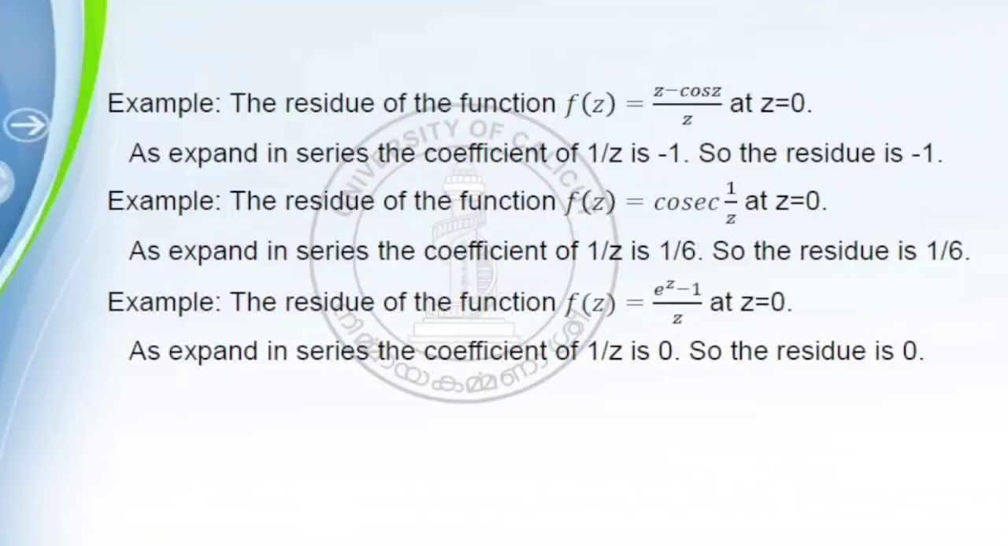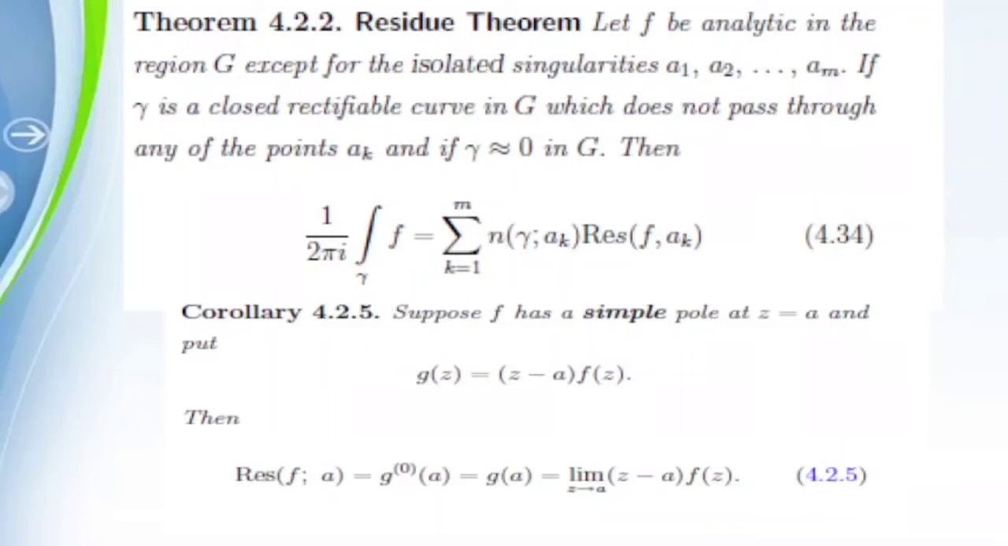Residue theorem. Let f be analytic in the region G except for the isolated singularities at particular points a1, a2, etc., am, where the function is not analytic. If gamma is a closed rectifiable curve in G which does not pass through any of the points ak, and if gamma is homologous to 0 in G, then 1 by 2 pi i integral over gamma of f of z dz equals sigma of the winding number n of gamma about ak into the residue of f at ak.